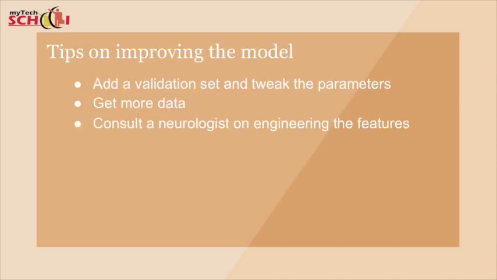Okay, now I'll give you some tips on improving your model. First, you could add a validation set and use it to tweak your parameters. Right after training the data, you could come up with a list of maybe 3 to 5 sets of parameters, and then you could measure the performance of those sets of parameters against the validation set. And then once you've chosen the final set of parameters, you can test the final performance using the test data.